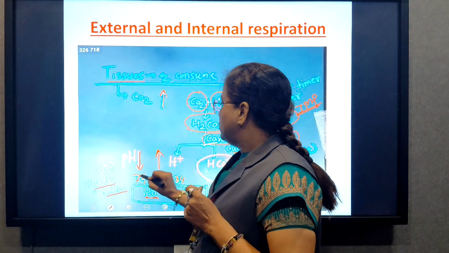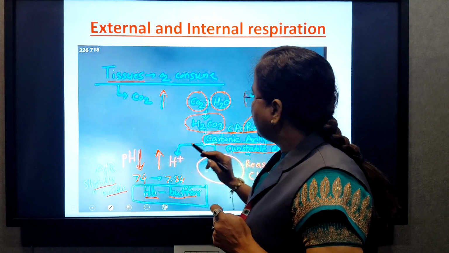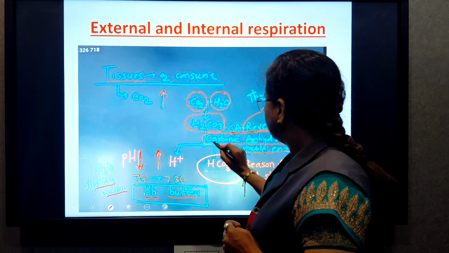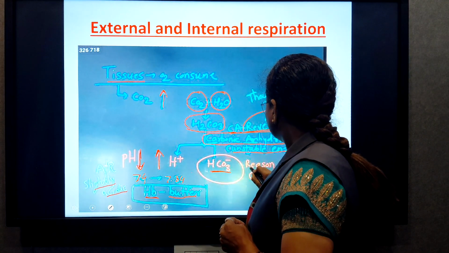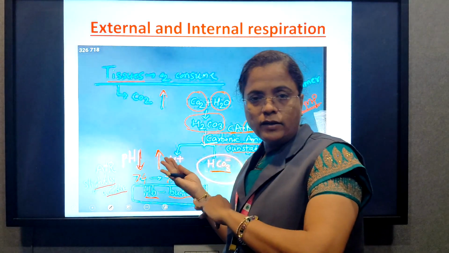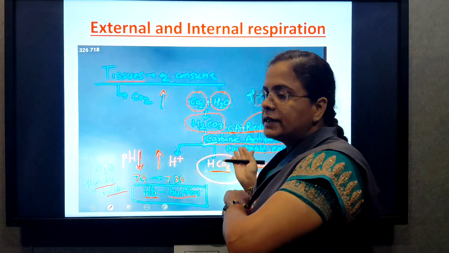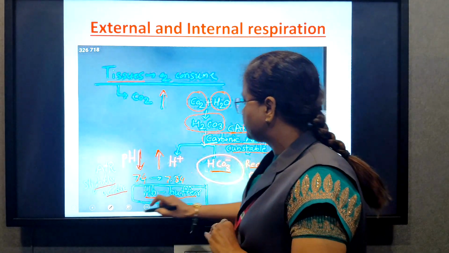At the tissue level, the pH decreases. So what happened? HCO3. The reason for the chlorine shifting is that chlorine from outside the blood capillaries shifts into the RBCs.